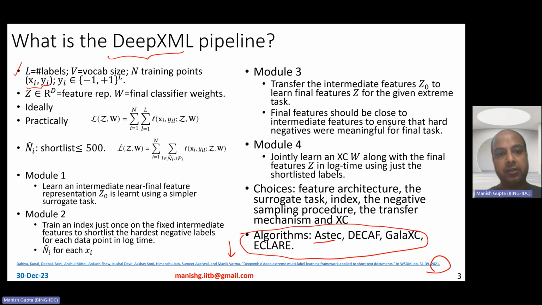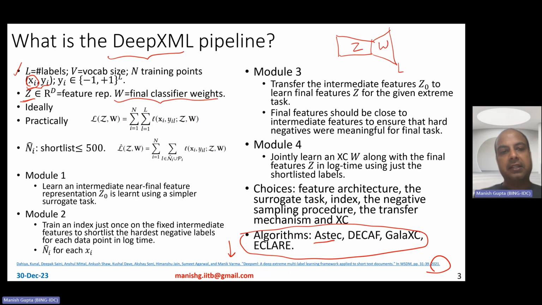Now we're going to learn some feature representation for every text. So when you have these xi inputs, basically you need to get some feature representation. Let's call those feature representations z. The broad idea is that this large neural network is going to learn these feature representations z, and then you're going to multiply it with W so as to finally get a classification in your label space. So W is the final XC classifier weight.